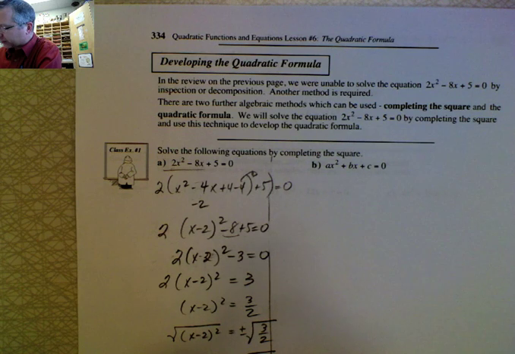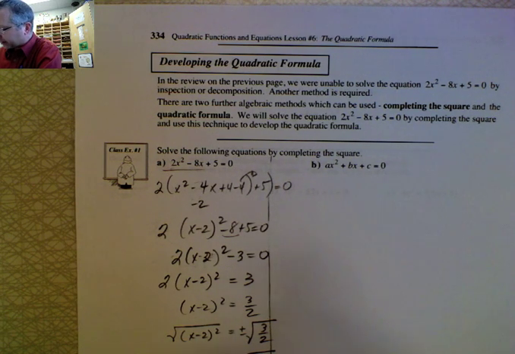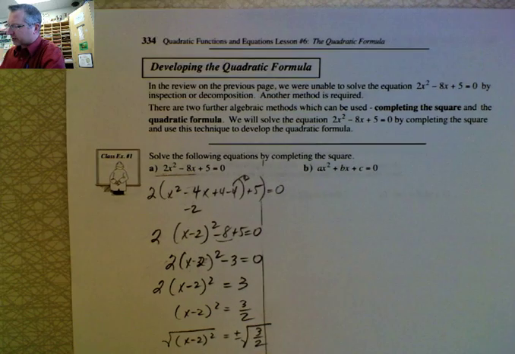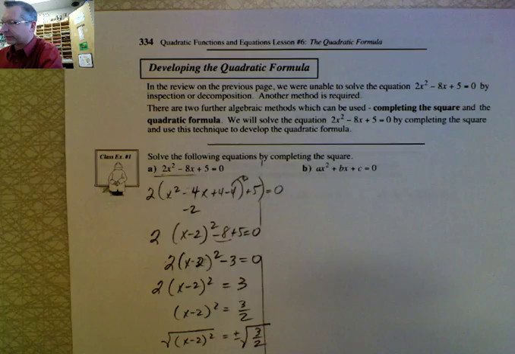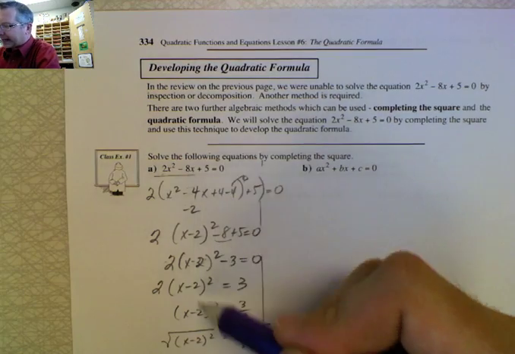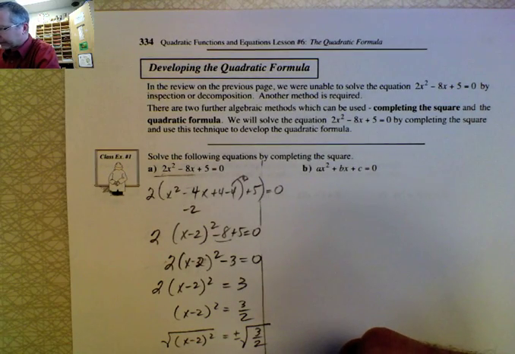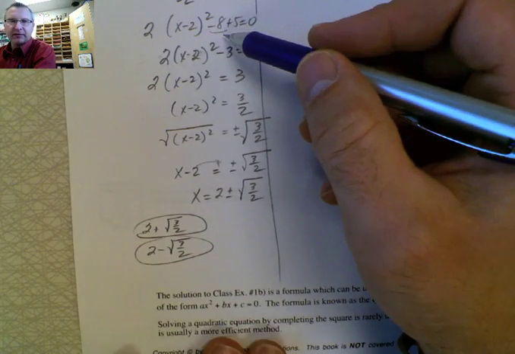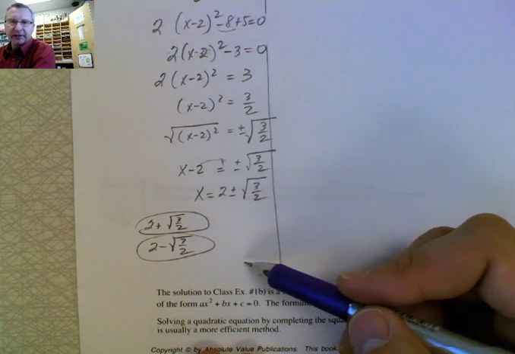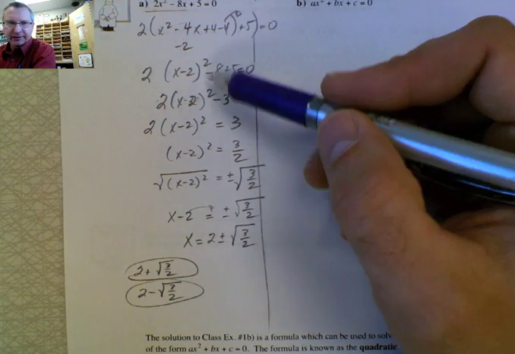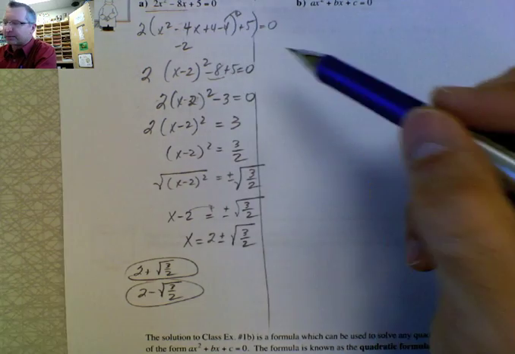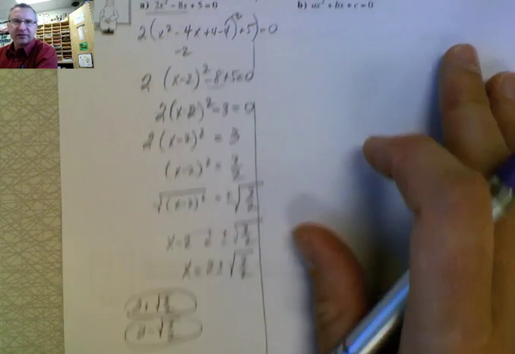To solve for x, we add 2 to the other side, and the two roots or two x-intercepts of our equation are 2 plus root 3 over 2 and 2 minus the square root of 3 over 2. So if you converted those to decimals and checked them on your calculator, they'd work out. So we can find the x-intercepts of a question by completing the square. Problem is this is a really long method. Lots of work, lots of possibility for error, all of that sort of stuff.